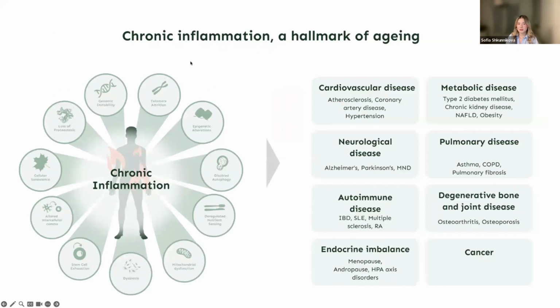Chronic inflammation has been added to the 12 hallmarks of aging, and we know that it doesn't stand just by itself, but it's also associated with other hallmarks of aging. So you will notice that on here we have mitochondrial dysfunction that we just mentioned, disabled autophagy, epigenetic alterations, cellular senescence. All of this ties into chronic inflammation. And unfortunately, we know that chronic inflammation is in the background of many different diseases, such as cardiovascular disease, metabolic disease, neurological diseases, autoimmune diseases, definitely, and endocrine imbalance.